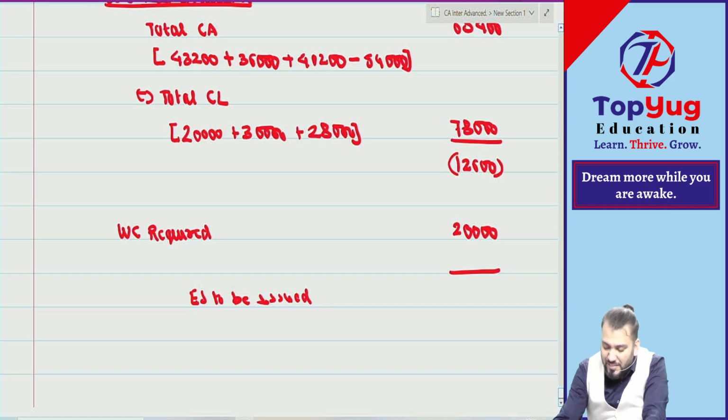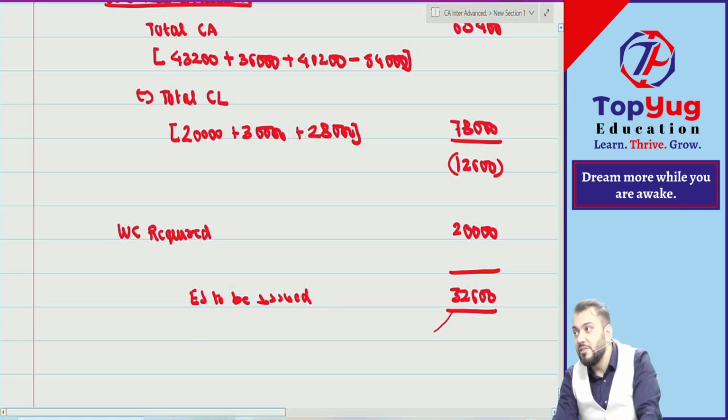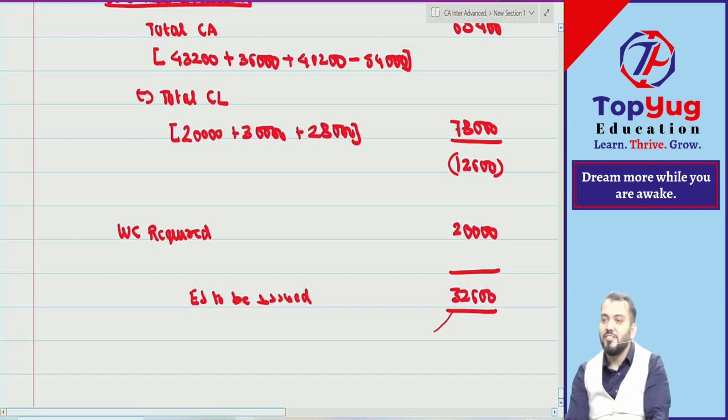Can I say this plus this, that is 32,600. Means this much equity share capital will be issued. So automatically cash will come 32,600. So negative working capital will become positive 20,000. Understood. Means one more journal entry will do. What is the journal entry? Bank account debit to equity share capital. Done. Then we can prepare the balance sheet.